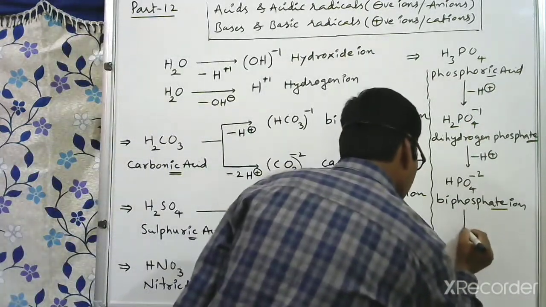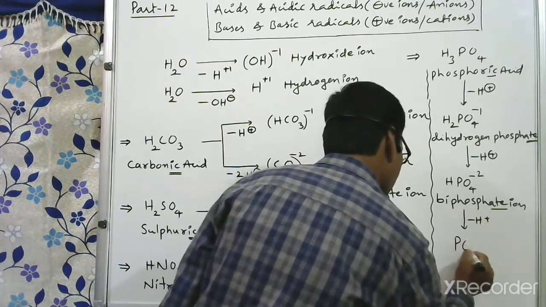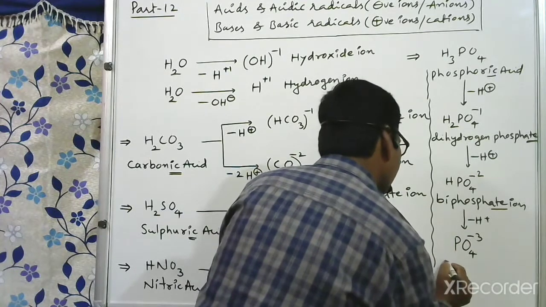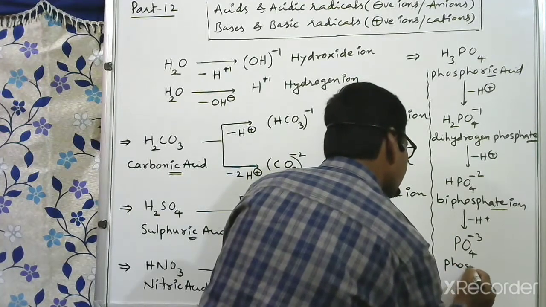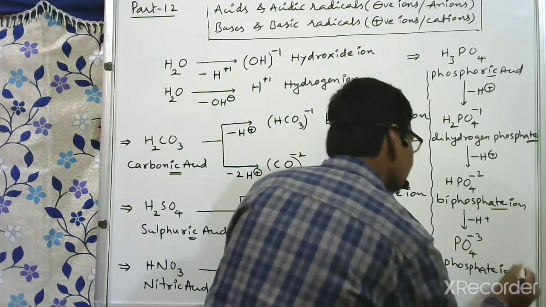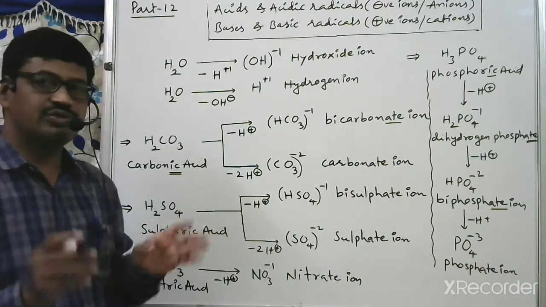One more hydrogen also I am removing. One more H plus. So what is the remaining? PO4 minus 3, which is nothing but the phosphate ion. So all these we should know. We should remember.